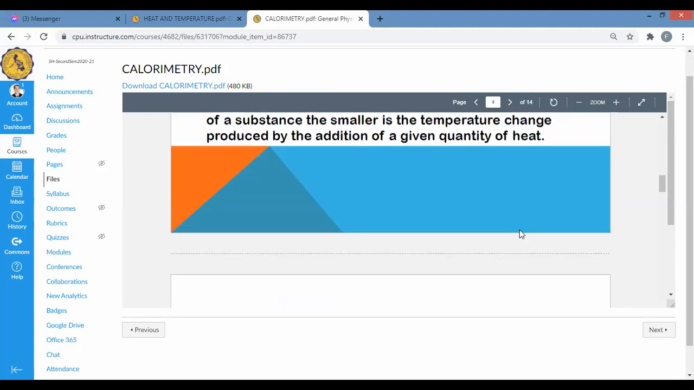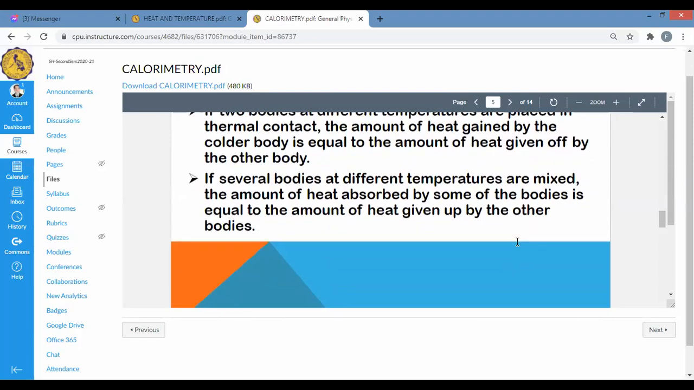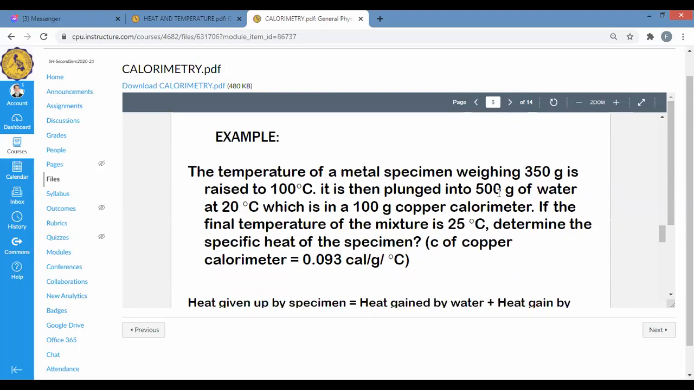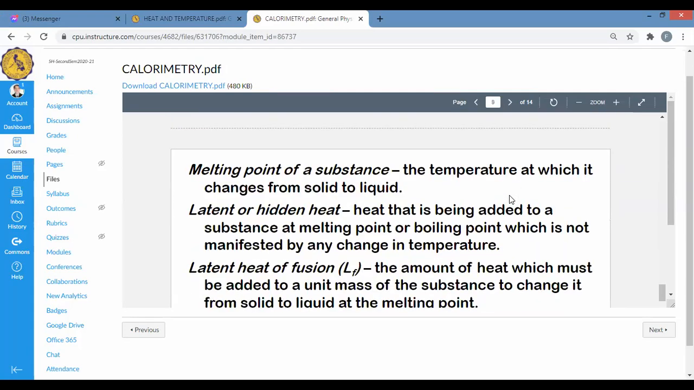Now let's check the specific examples here, and we'll be going into applications of heat. There are tables that I will be using when we go into these different examples. So that's one.